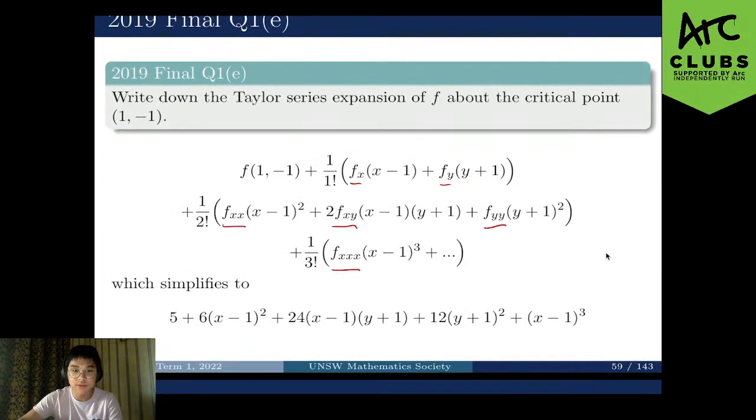Yeah, and here we can see that there's no value that has a number in front of x minus 1. So we're just going to do the same thing. We're going to find fy at (1, -1) and all these derivatives at (1, -1) and just sub them in. And then this is what it simplifies out to.